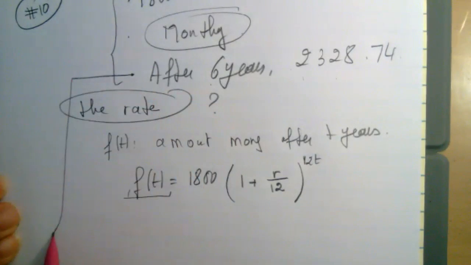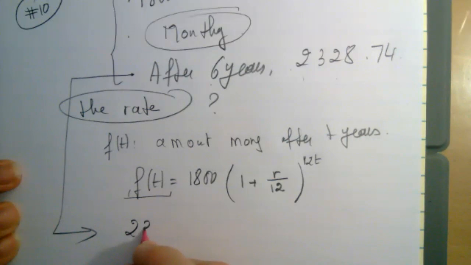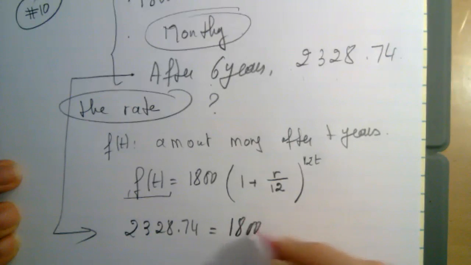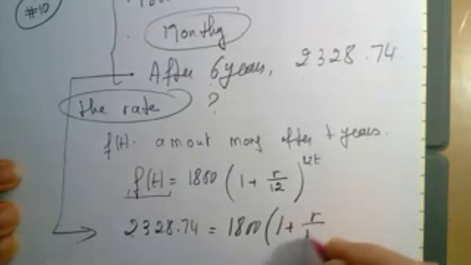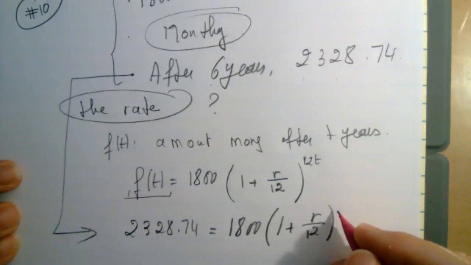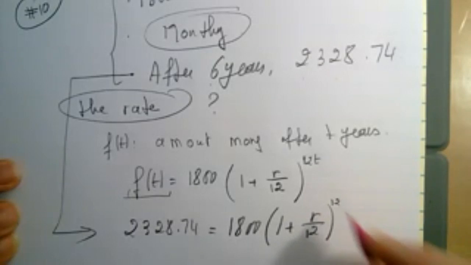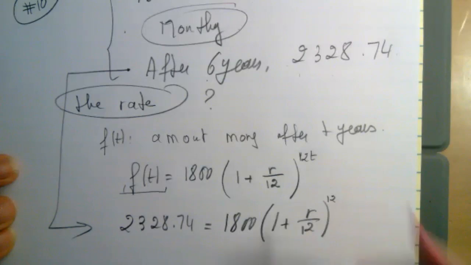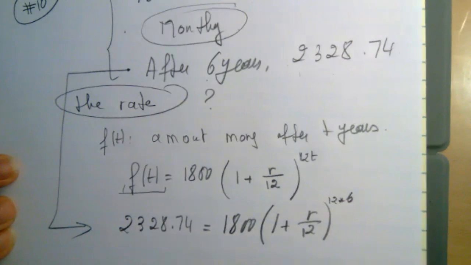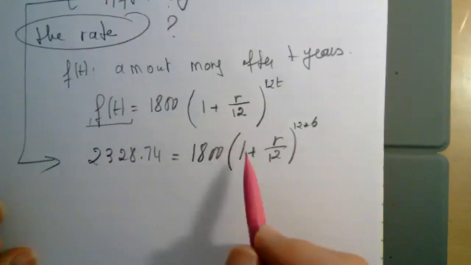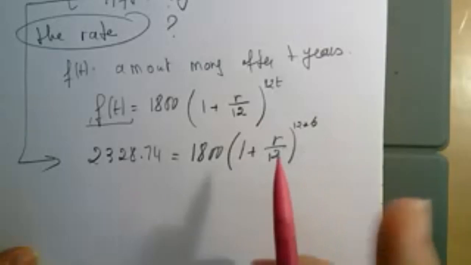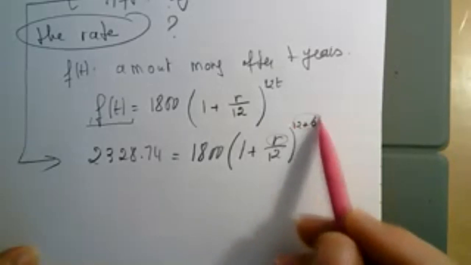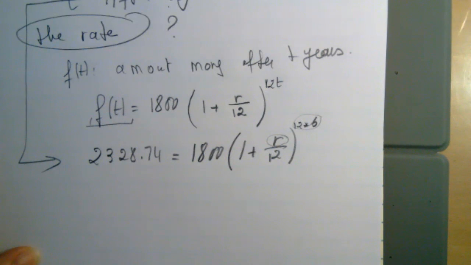So now I'm going to make use of that. 2,328.74 is the 1,800 times 1 plus r over 12 to the power what? What's t in here? 6. So to the power 12 times 6, which is 72. All right, so I'm trying to be slow. So now I have an equation where my unknown is r, and I have to find it. Before I do that, I want to multiply 12 by 6 to make it really easy, and then proceed.